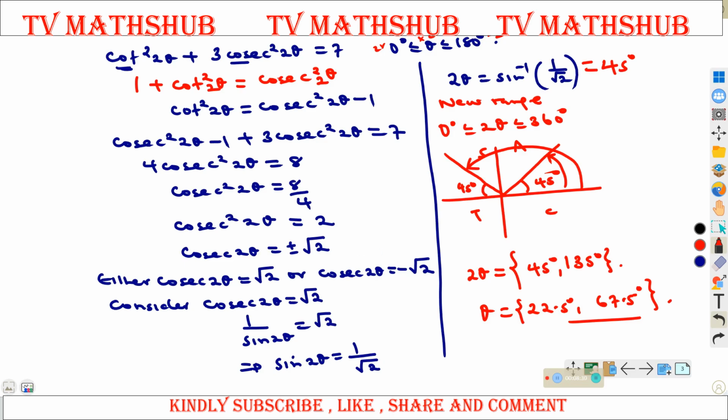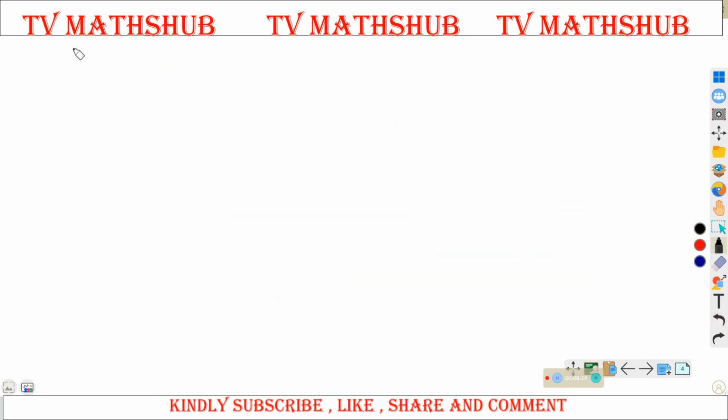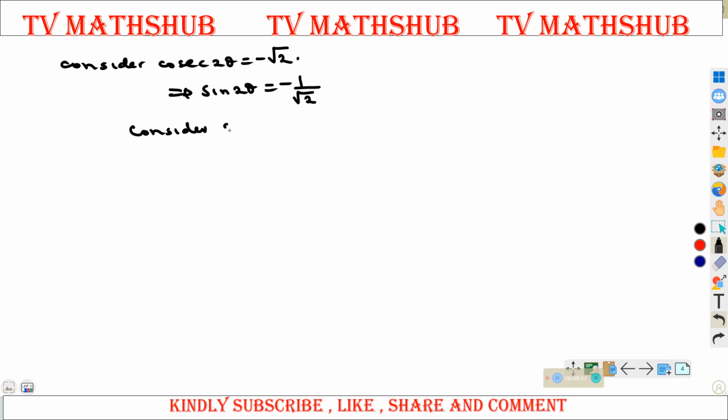Or let us look at that. So the next expression is to consider cosec of 2 theta, which is equal to negative square root of 2. So likewise, we shall have sine of 2 theta equaling negative 1 upon the square root of 2. And from here, we shall consider sine of 2 theta equal to 1 upon the square root of 2. This is what we call the principal angle or the key angle. Remember, you use that angle to get the required angles. So your 2 theta is still the same as sine inverse of this, which is 45 degrees.